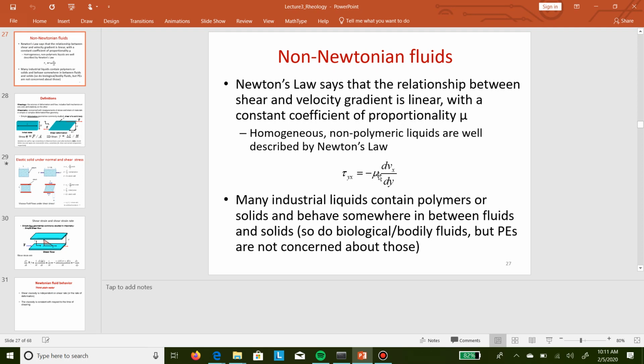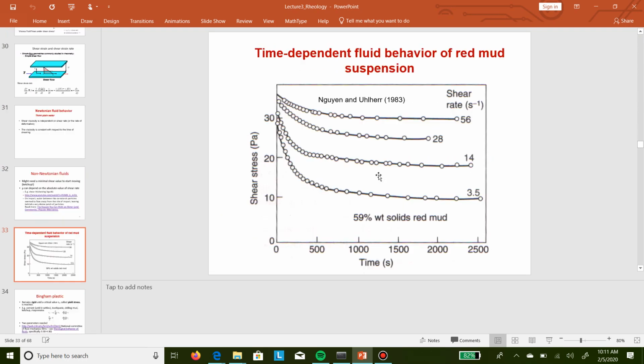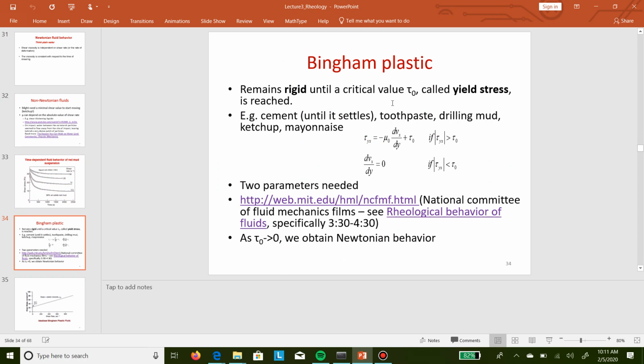In the more general case, that's not the case. So we introduced a whole bunch of other fluids. So for instance, Bingham plastic.